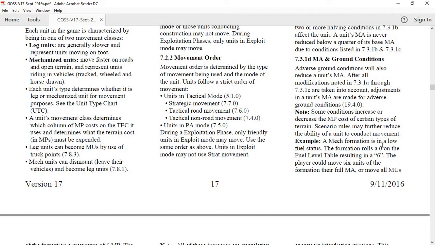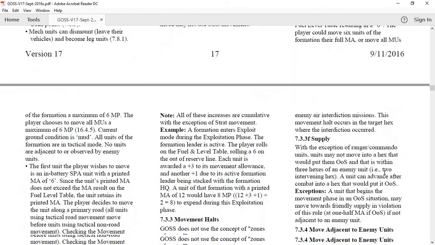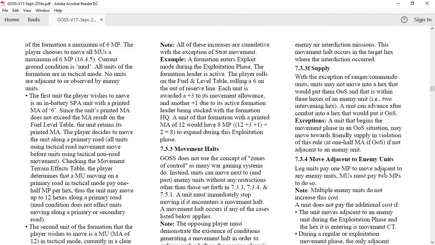Example, a mech formation is in a low fuel status. The formation rolls a 6 on the fuel level table, resulting in a 6. The player could move 6 units of the formation their full MA, or move all MUs of the formation a maximum of 6 MP. The player chooses to move all MUs a maximum of 6 movement points. Current ground condition is mud. All units of the formation are in tactical mode. No units are adjacent to or observed by enemy units.